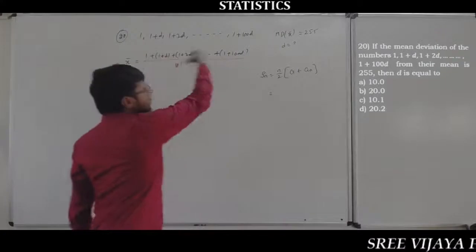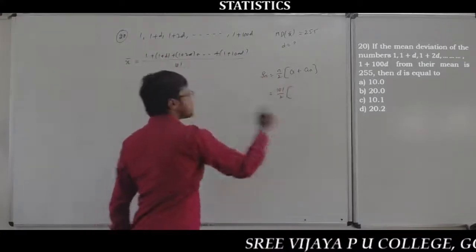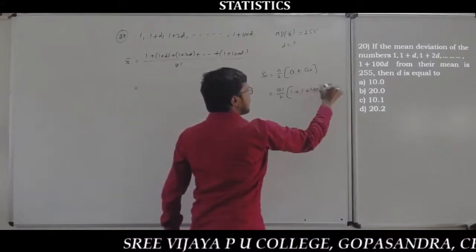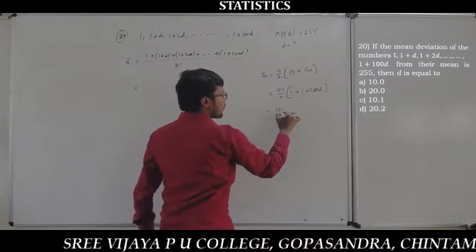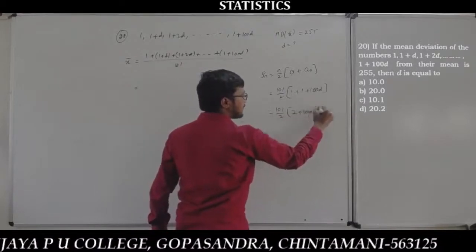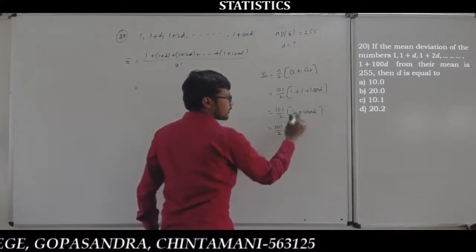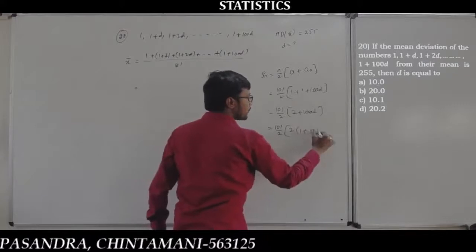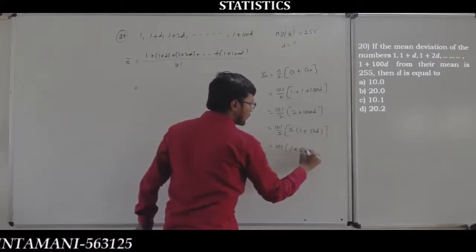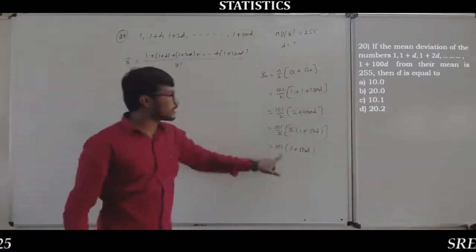So what is the number of observations here? 101 by 2. What is a? The first term is 1. What is the last term? 1 plus 100d. So 101 by 2, 1 plus 1, 2, plus 100d. In these two, I will take 2 as common: here 1, here 50d. So 2 gets cancelled, remaining 101 into 1 plus 50d. Adding all these values, you will get the total answer.